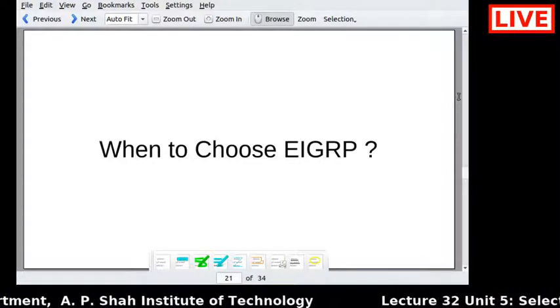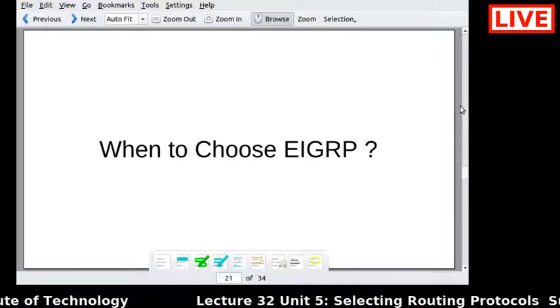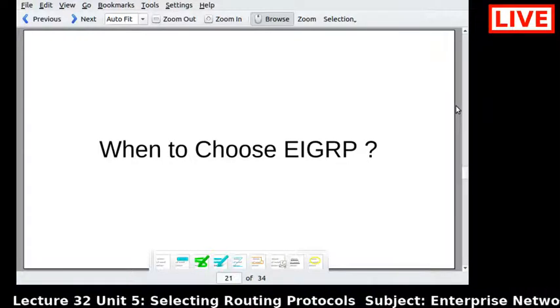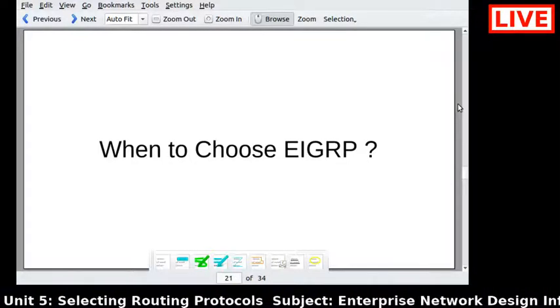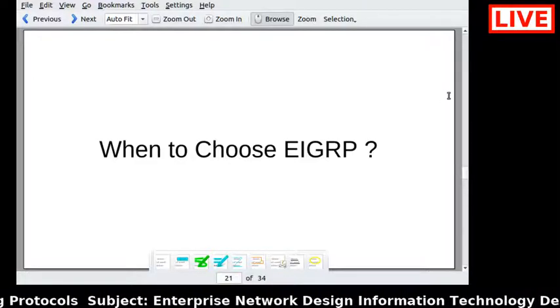Because sending these packets would mean that the dial-up connection would have to stay up all the time. That will not be possible, and that's why EIGRP will not be used in that particular dial-up connection.